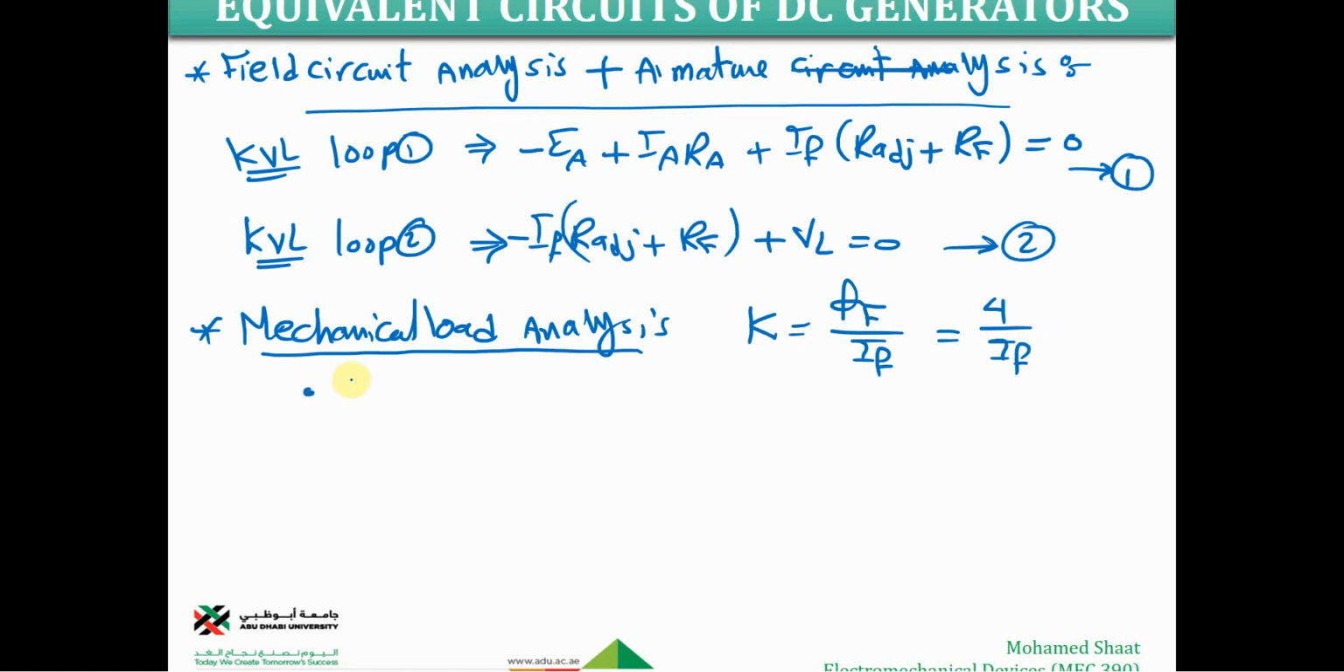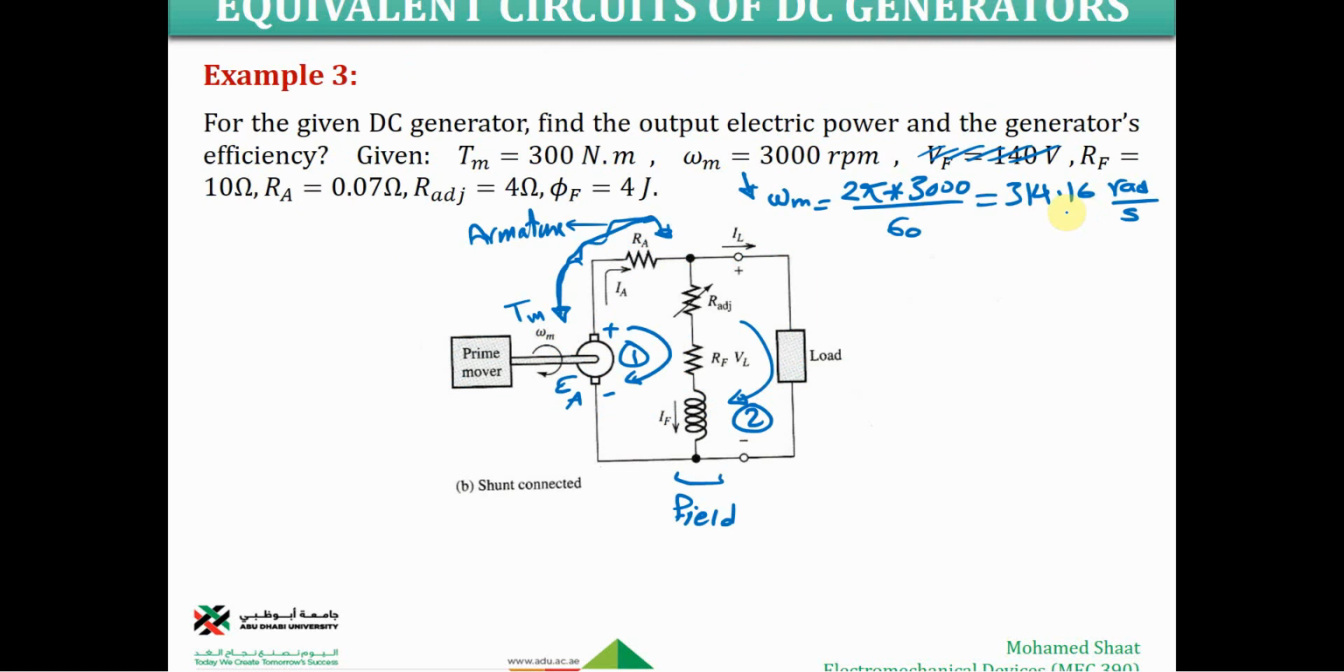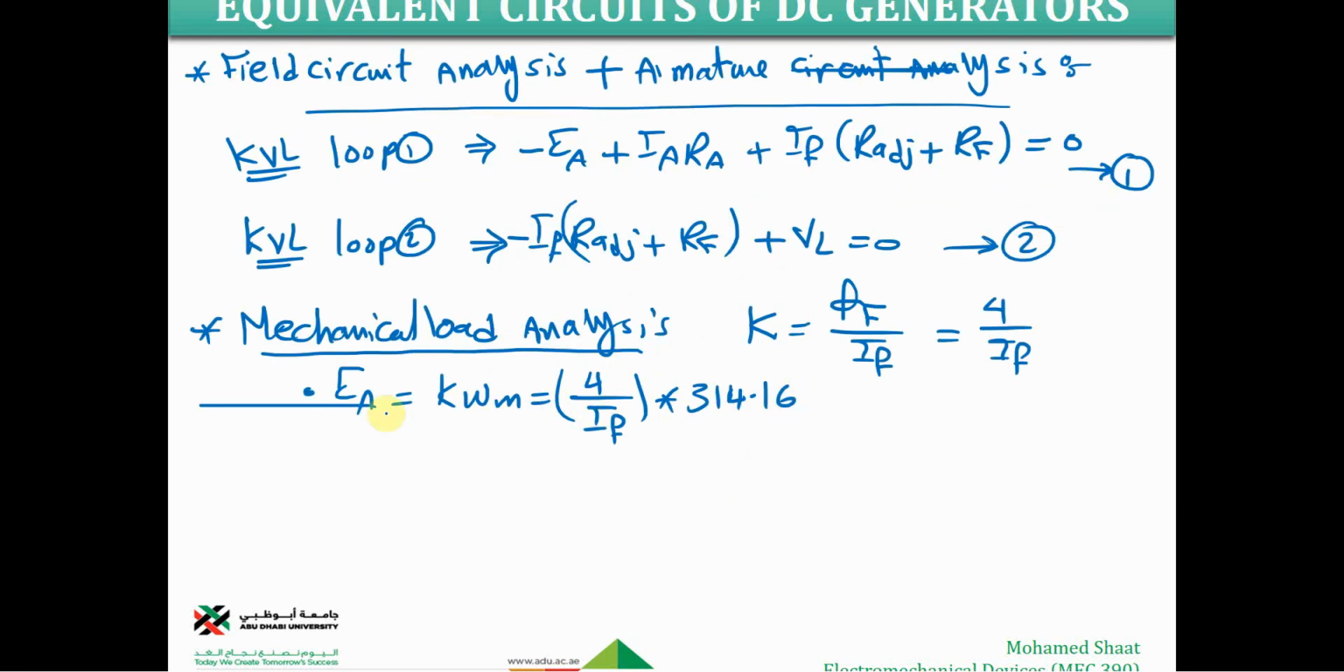And then we can calculate the EA, which should equal K times omega M. K, which we just calculated in terms of IF, times 314.16, which is omega M, as we just calculated in radians per second. So this is going to give us the EA in terms of the IF. Also, we can calculate the IA, which is the armature current, in terms of IF as well, because it should equal TM divided by K. And TM was given as 300, so this is going to give us 300 divided by K, which is 4 divided by IF, so there should be an IF on the top here.